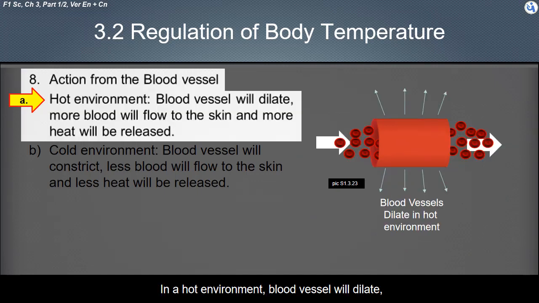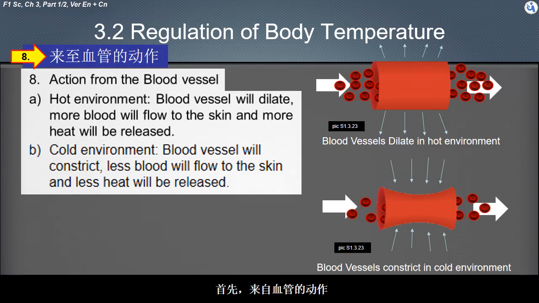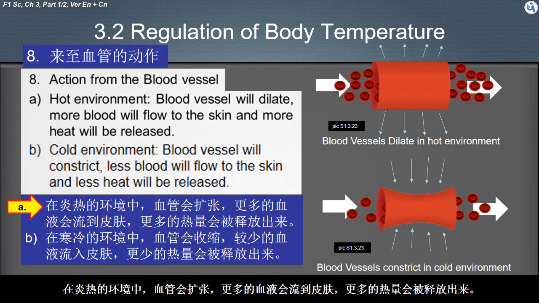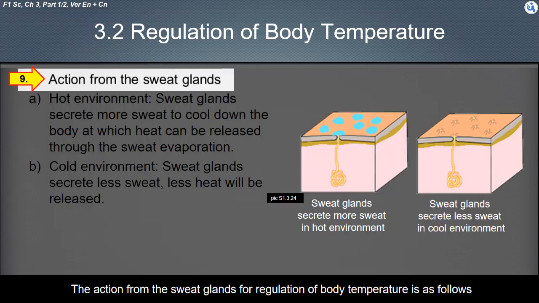In a hot environment, the blood vessel will dilate, at which, more blood will flow to the skin, and more heat will be released. In a cold environment, blood vessel will constrict, at which, less blood will flow to the skin, and less heat will be released. The action from the sweat glands for regulation of body temperature is as follows.